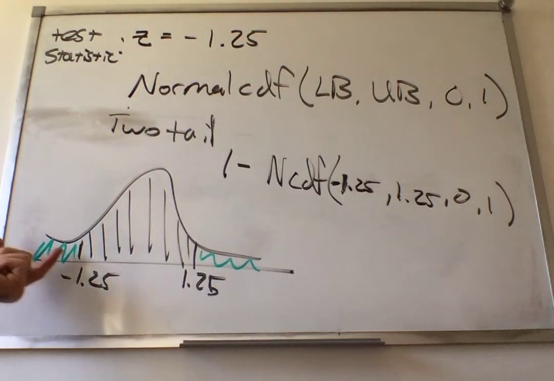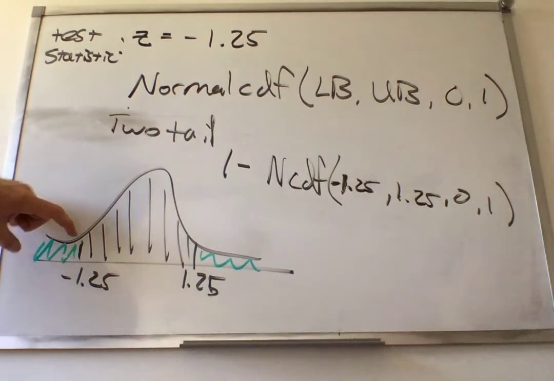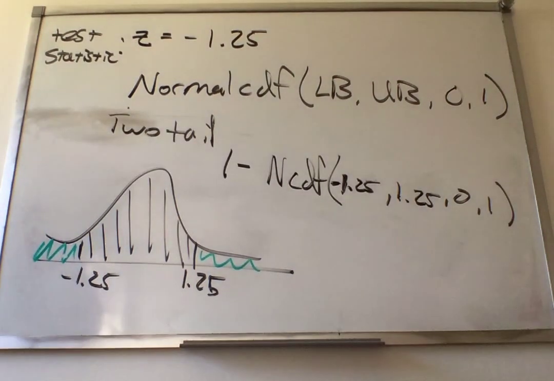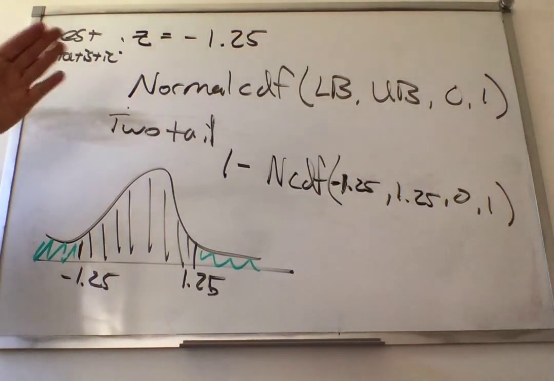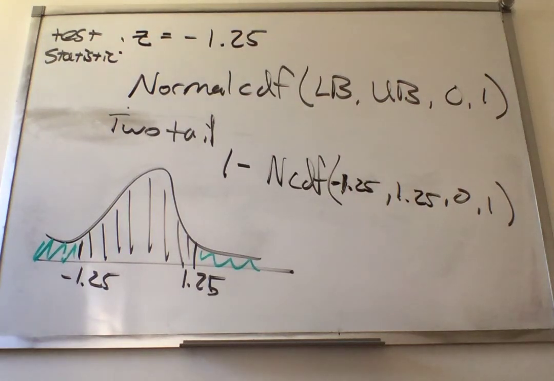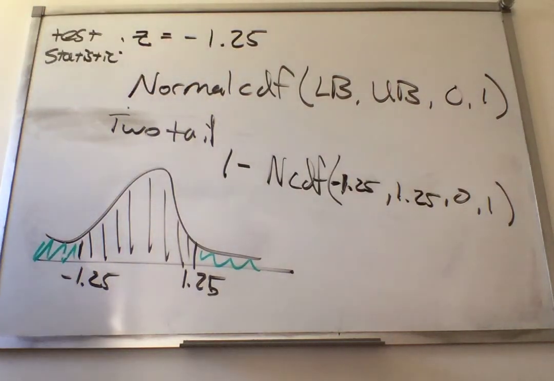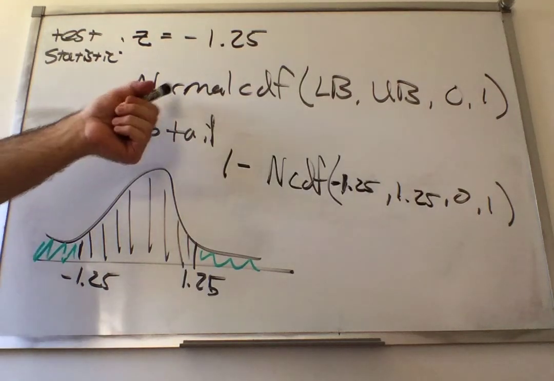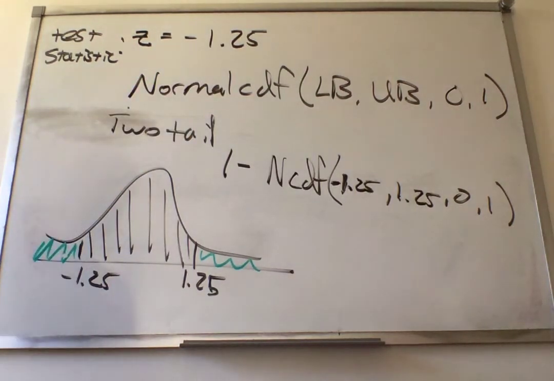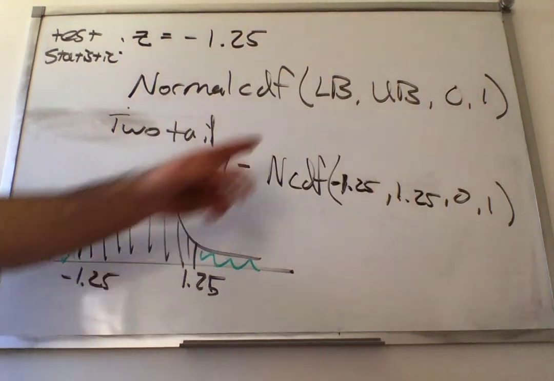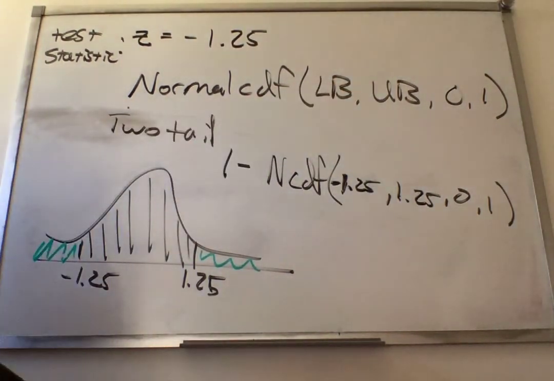Now what you can do is you could find one tail by doing negative 100 to negative 1.25. You could do this tail separately, like how I showed you the first time, left tail, right tail, and you could add them together. That is an equivalent way of doing it. But that's what you're gonna do. If they give you the test statistic and ask you to find the p-value, use normal CDF and do lower bound, upper bound. You got to make sure to see what tail test you are doing, left tail, right tail, two tail, because that will tell you how to do your lower and upper bounds.